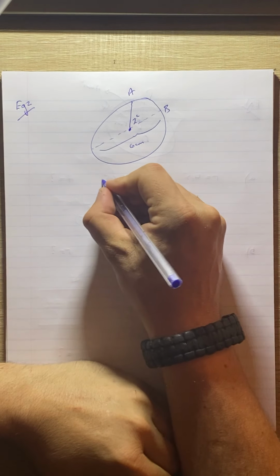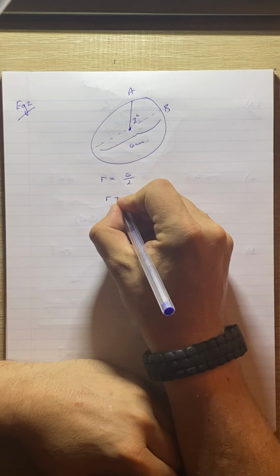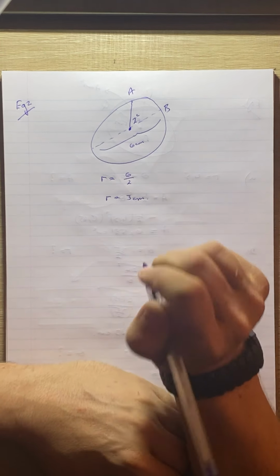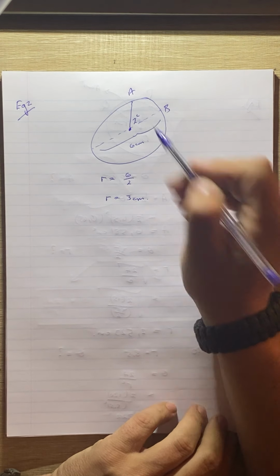So we know that R is going to be equal to a half of the diameter. So we get the radius is equal to 3 centimeters. Okay, so the next thing I'm going to do is work out the area of the minor sector.